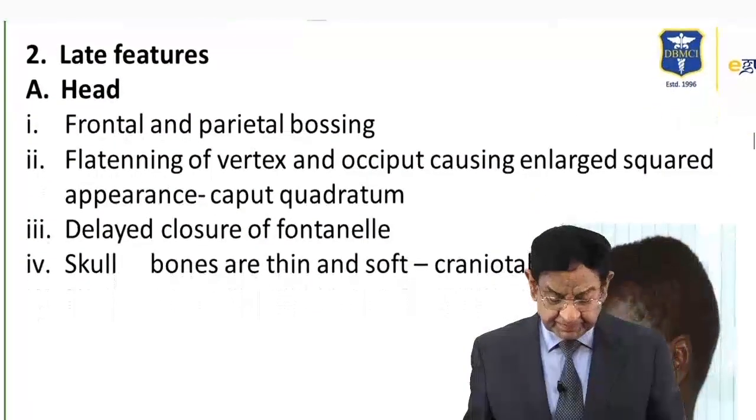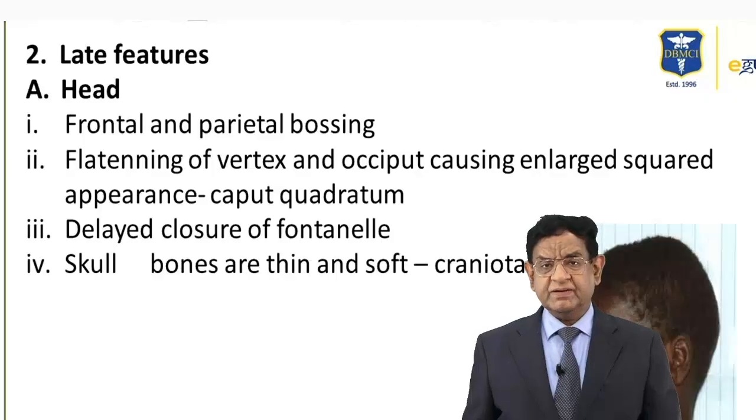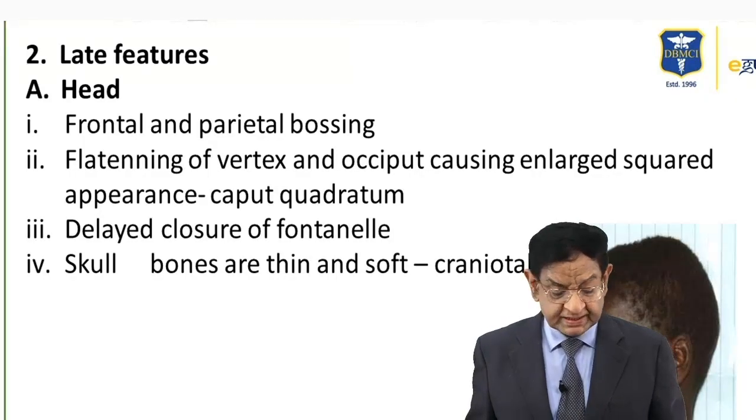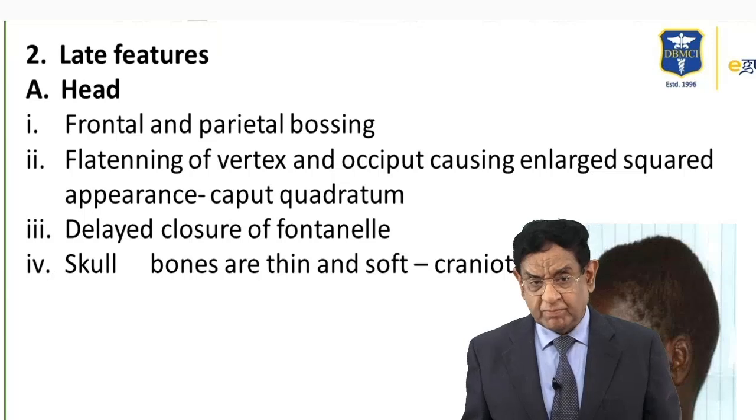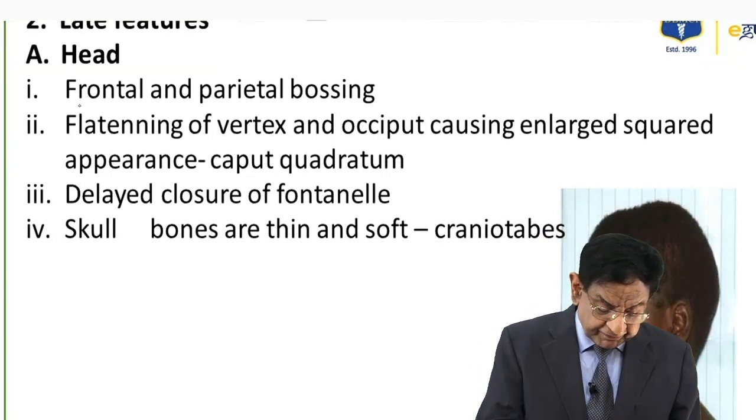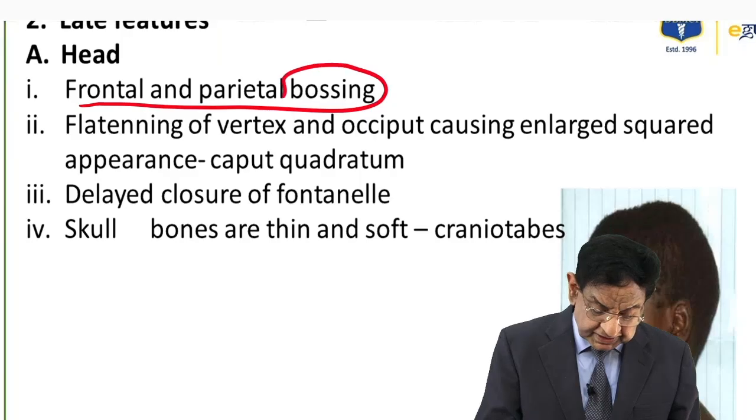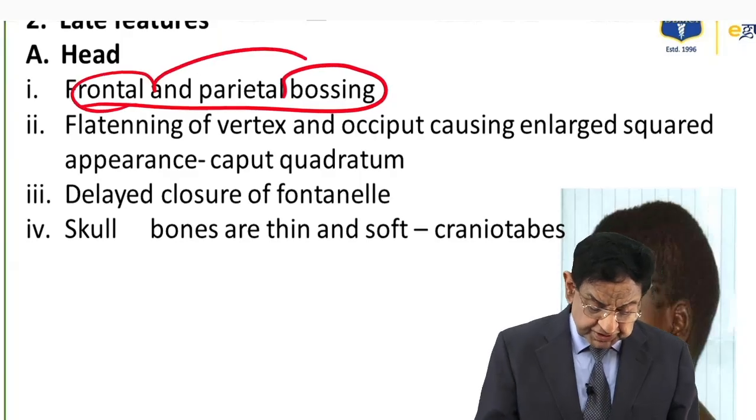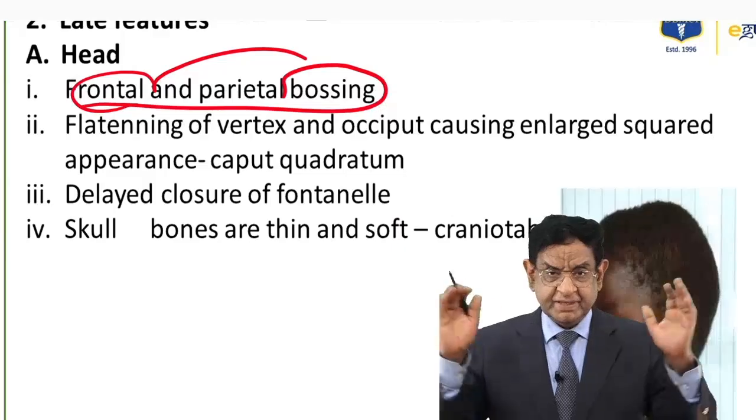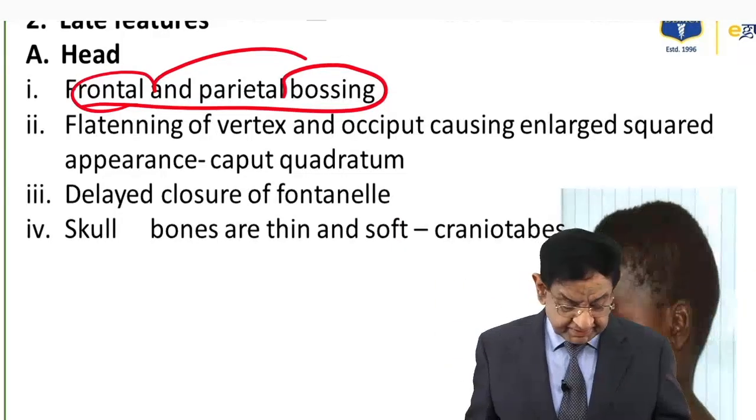Late features. The late features are when the patient starts developing bony abnormalities. Let us see what abnormalities occur in these patients. In the head, there may be frontal bossing. This is a very, very important question. Frontal and parietal bossing can be there. There may be an enlarged head as well.